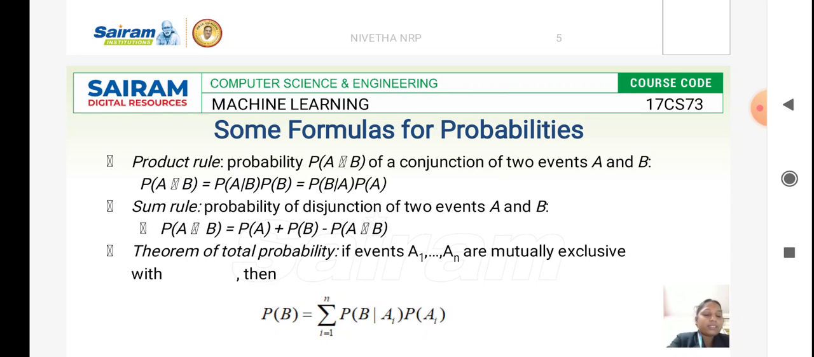For the total probability we use the formula: the probability of B is given by the summation over i, with limits from i equal to 1 to n, of the probability of B given A multiplied by the probability of A.